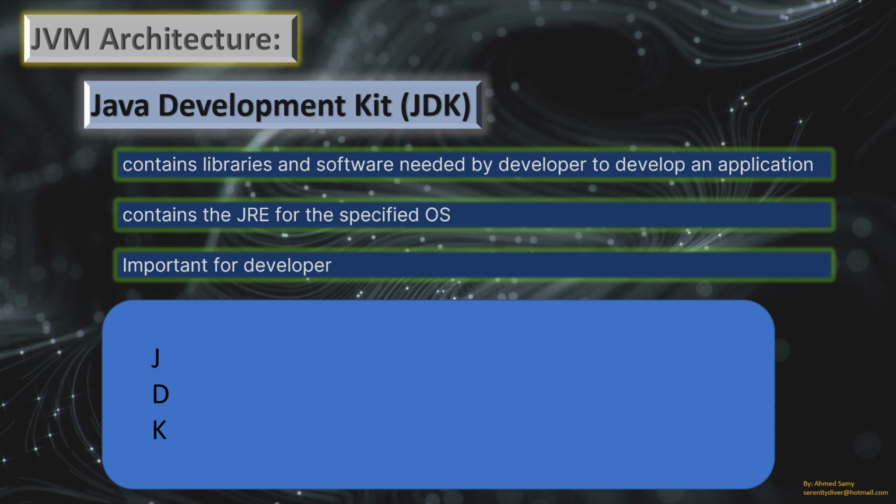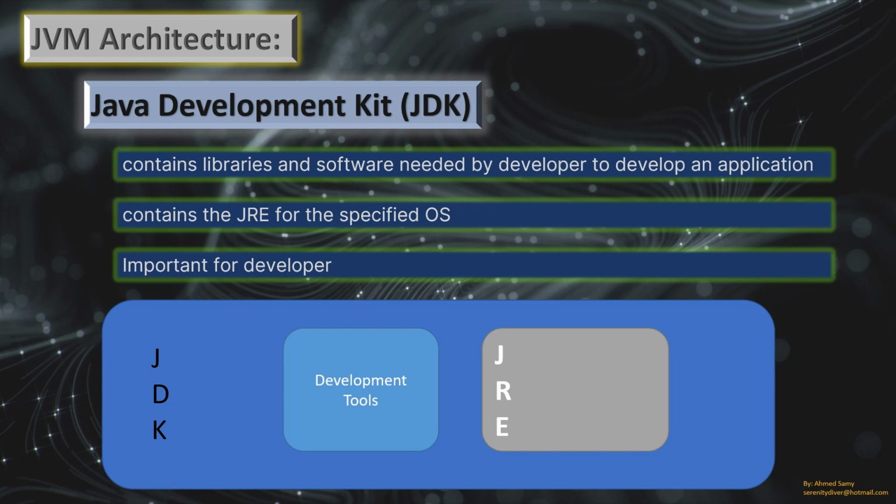Here is the building block of the JDK. The JDK is the main frame of your development kit. Inside this development kit, you will have some development tools that will be used by you as a developer. You have the Java Runtime Environment, and inside it you'll have other files, libraries, and the JVM as well. You download this JDK, and you will find all the necessary tools to start developing your application.